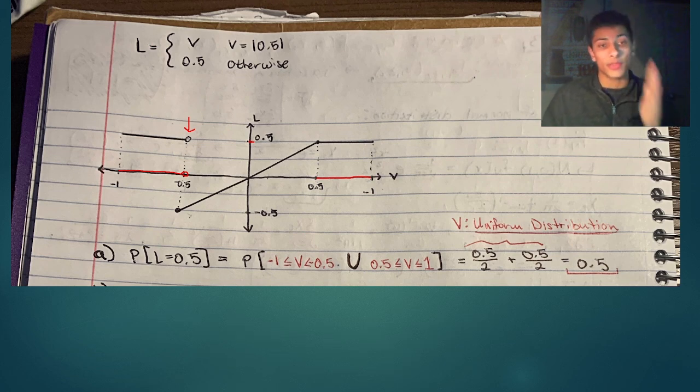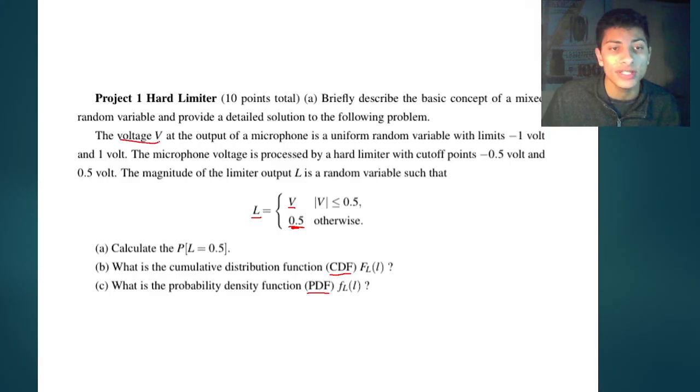When we are looking at the probability of L being equal to 0.5, we can say that that is the same as the probability of V being between negative 1 and minus 0.5. But notice that it's not equal to minus 0.5 here because of this jump. And in union with that, it's also the probability that V is between 0.5 and 1. The voltage V is a uniform random variable.